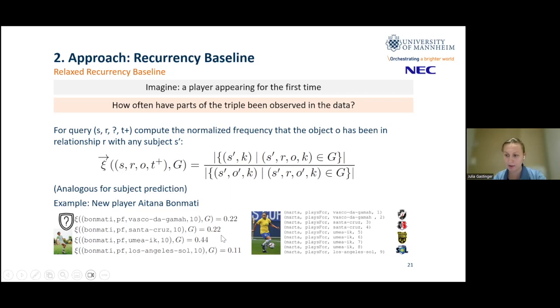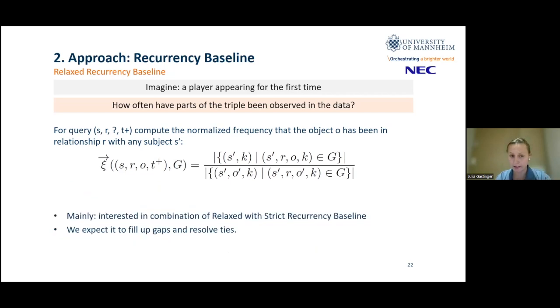We wanted to just keep it simple to take into account this possibility that we don't know anything. We do not have any time decay here. So because we keep it very simple, we are mainly interested in combining this relaxed recurrency baseline with the strict recurrency baseline. And we expect it to fill gaps if we don't know anything else, and to resolve ties in case we have some ties from the strict recurrency baseline.